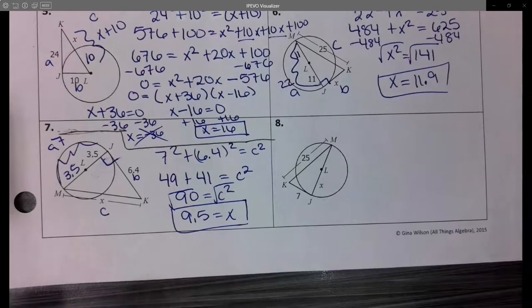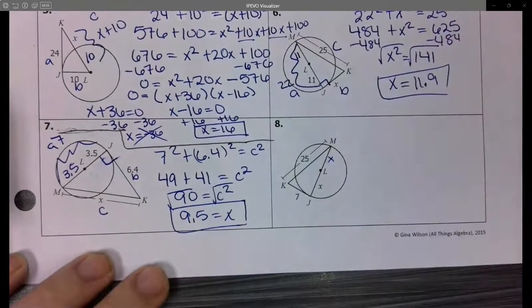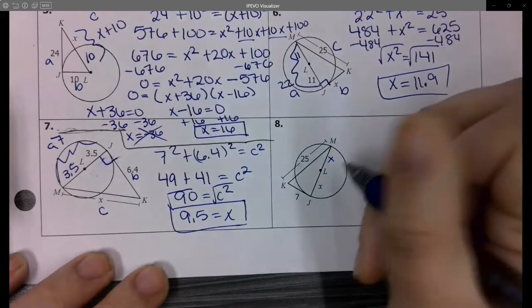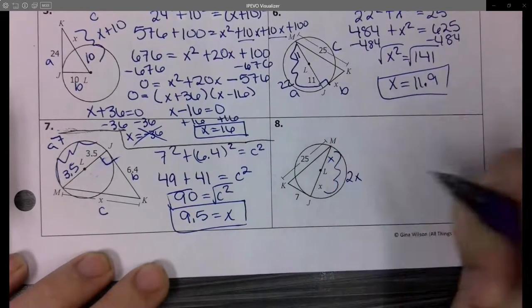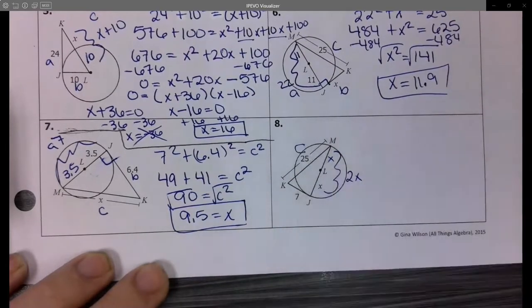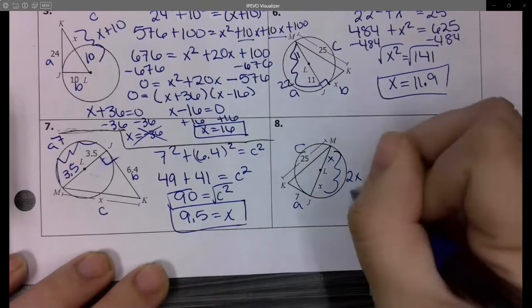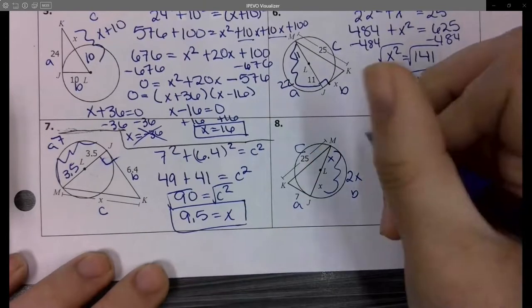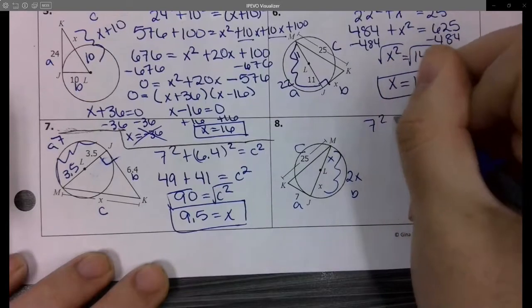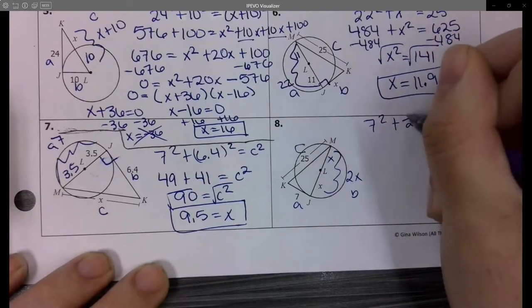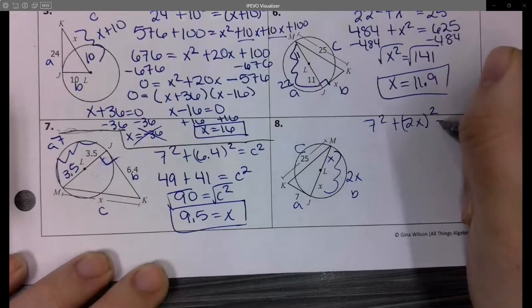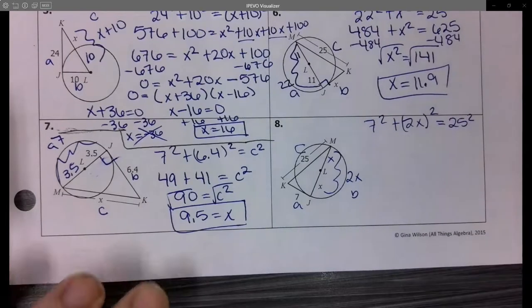So I'm going to do the same thing on number 8, except this one, my radius makes it 2x. I have 2 of those. My hypotenuse is the 25, and then a and b don't matter which ones I make those. So I'm going to have 7 squared plus 2x squared equals 25 squared.